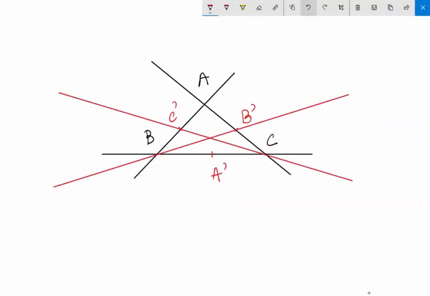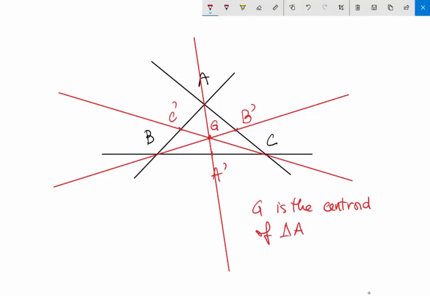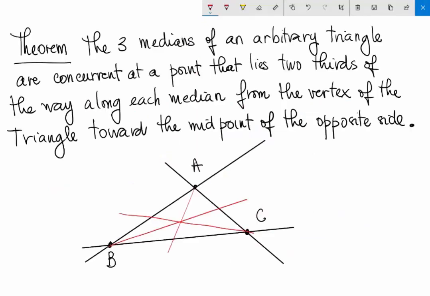Which we call G, and G is the centroid of the triangle ABC. The following theorem states that the three medians of an arbitrary triangle are concurrent at a point that lies 2/3 of the way along each median from the vertex of the triangle toward the midpoint of the opposite side.